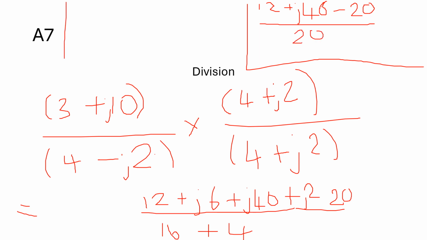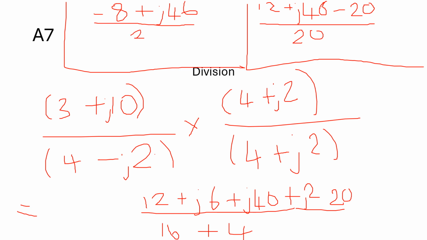So now, lastly, that means everything will simplify to 12 minus 20. 12 minus 20 is going to be how much? It's going to be negative 8. Negative 8 plus j46. And then we can divide all of it by 20. So we can just say, okay, it's going to be negative 8 divided by 20 plus j46 divided by 20. Then you can just put this into your calculator, you get the answer for that.